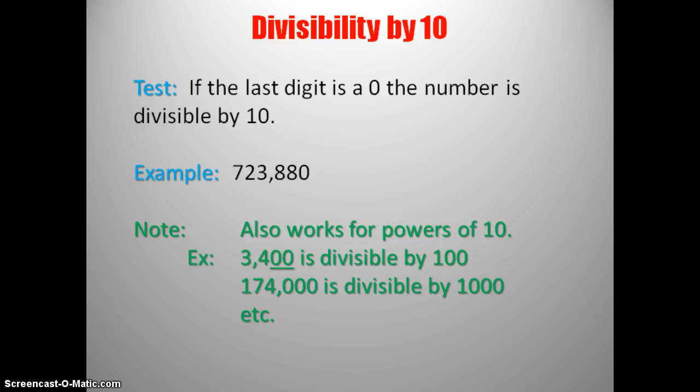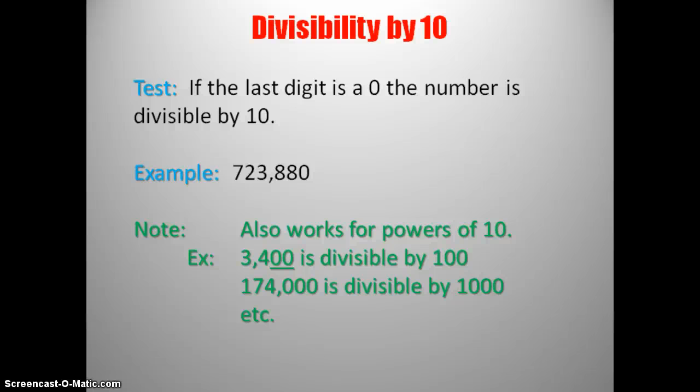Okay, here we have divisibility by 10. This is a nice easy test. If the last digit is a 0, then the number is divisible by 10. So in the example, 723,880 ends in a 0. Automatically, we know it's divisible by 10.